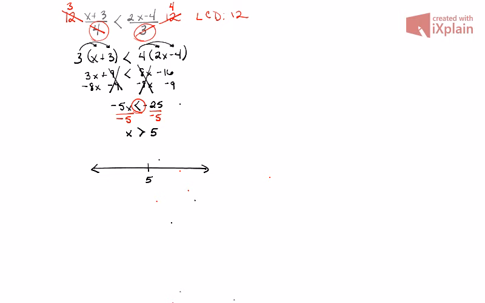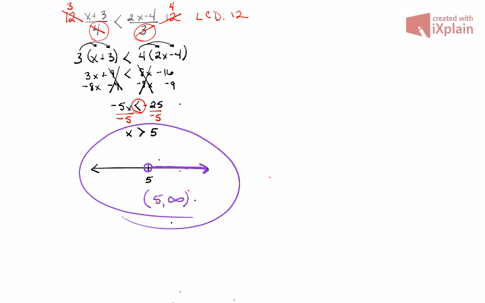So if we were to go ahead and graph this, I would use an open circle over the 5 because I don't want to include the number 5 as part of my answer. So I'm just kind of saying I want to get close to it, but I don't actually want to use it. And then it looks like we want values that are greater than 5, so I'm going to shade to the right side of 5. And if we did interval notation, we would say this goes from 5 to positive infinity. And there's your solution.